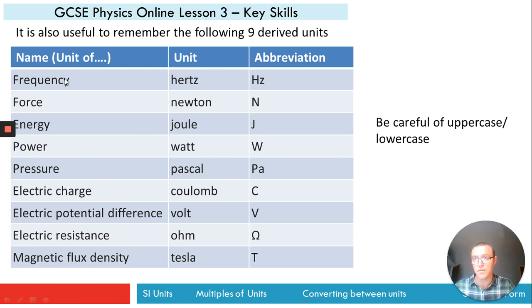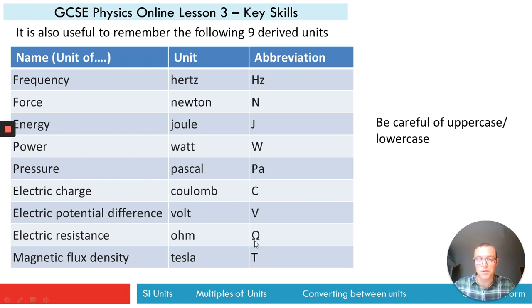Okay, we've got the unit for frequency is hertz, the unit for force is the newton, the unit for the quantity energy is a joule, for power is the watt, for pressure is the pascal, for electric charge is a coulomb, for electric potential difference is a volt, for electric resistance is the ohm, and that strange looking symbol is the Greek letter omega.